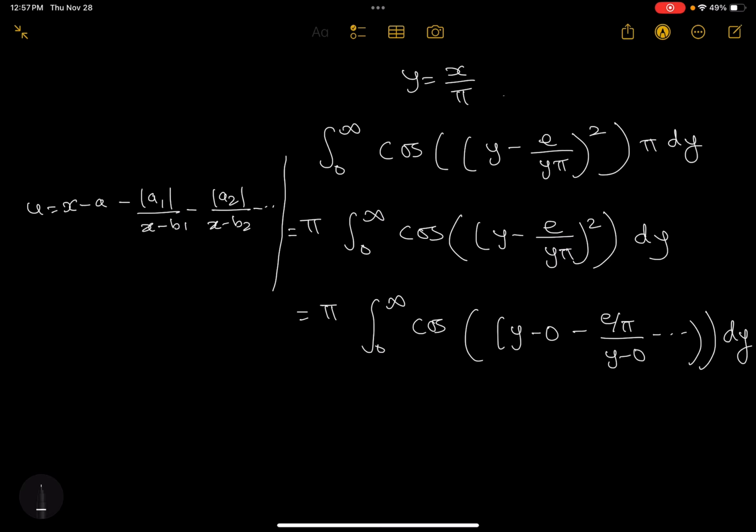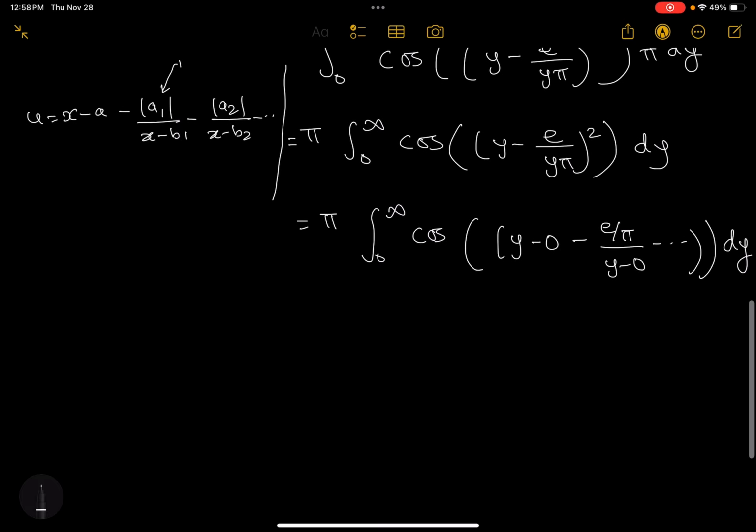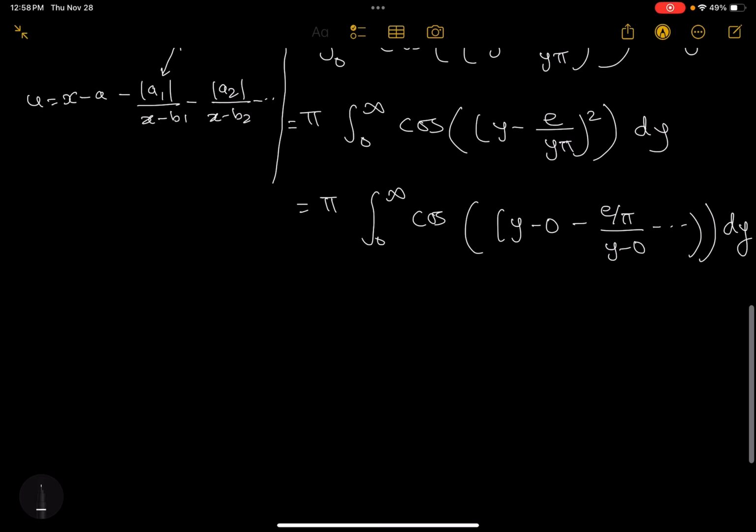The only condition is that there should be a positive number after the minus sign. So our e by pi is definitely a positive number. And the rest of the conditions, this b1, b2, can be any real number, so it doesn't matter if they are 0. Here it needs to be x, so we just have y over there. So this is now in the form that we need to use Glasser's master theorem, right?